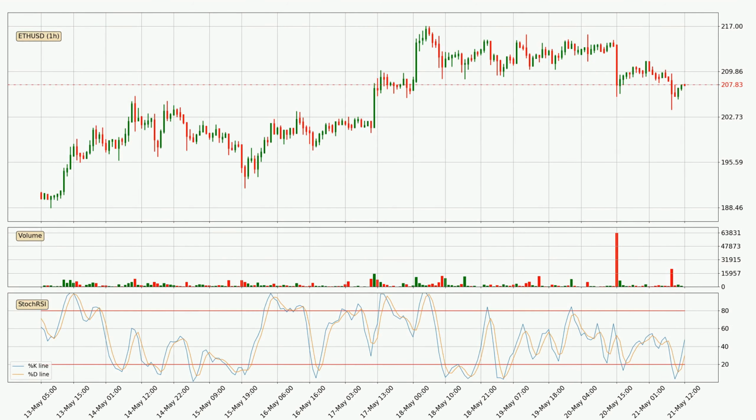Moving to the hourly Stochastic RSI, it currently shows no overbought or oversold conditions, but the %K line is over the %D line, which means the current trend is to the upside.